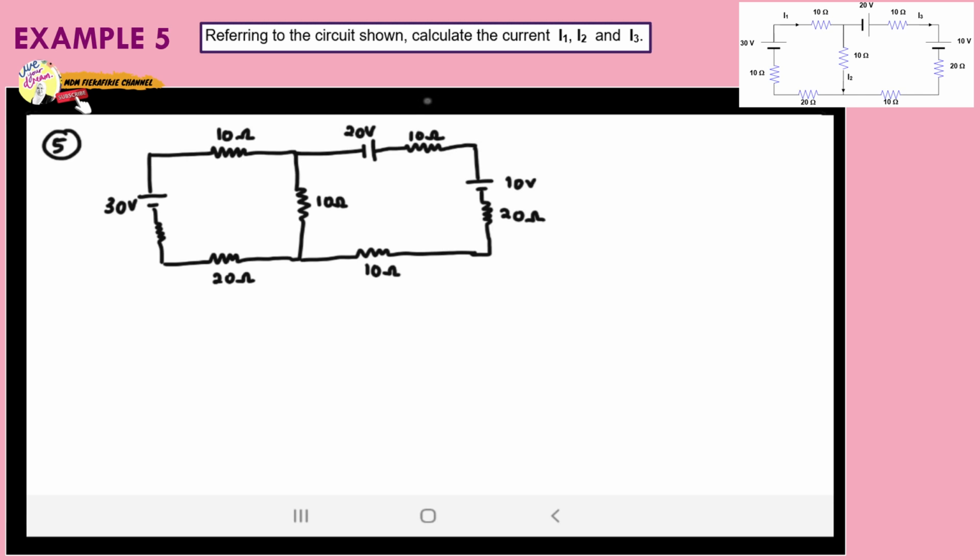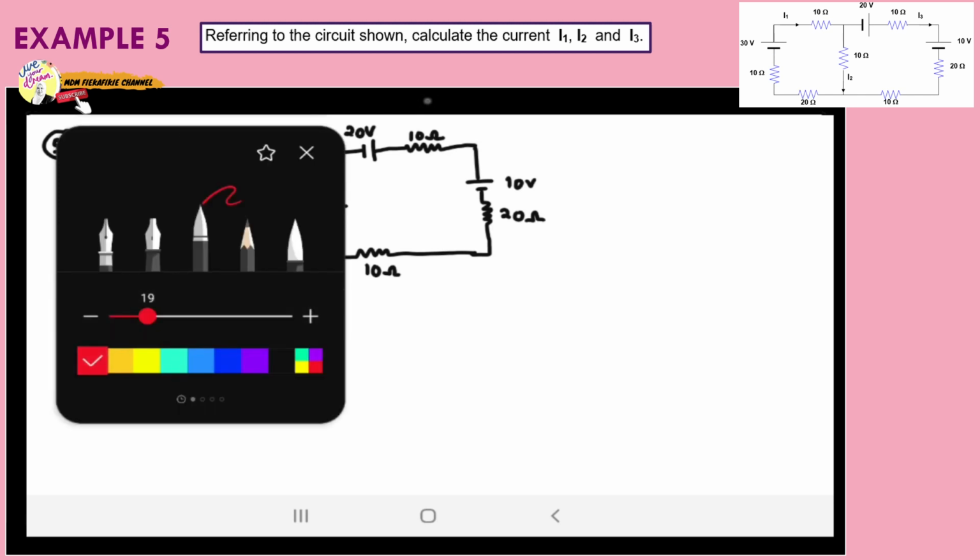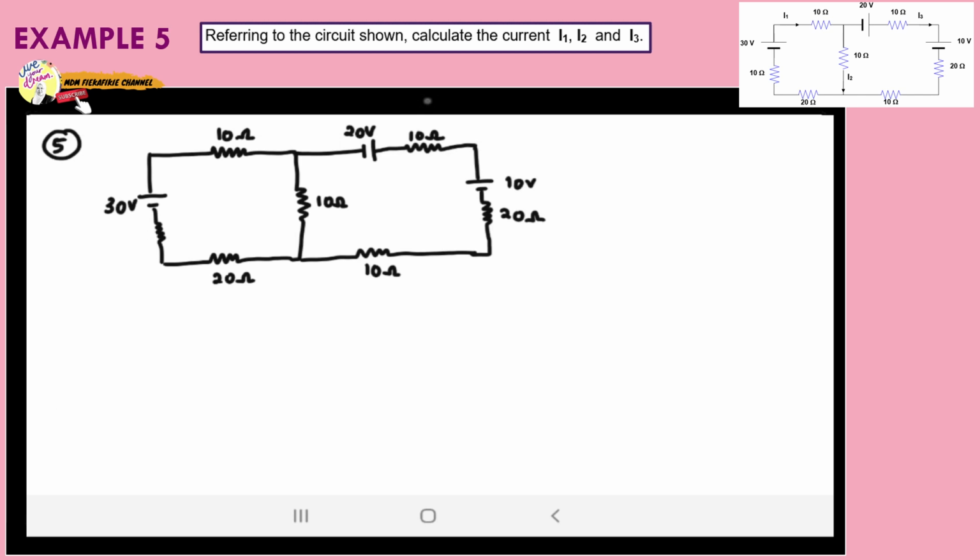So in example 5, we are going to apply Kirchoff rules. Referring to the circuit shown, calculate the current I1, I2 and I3. The question gives us the direction of current, where here is I1, and we have I2 here. So this is given by the question, and here we have I3.